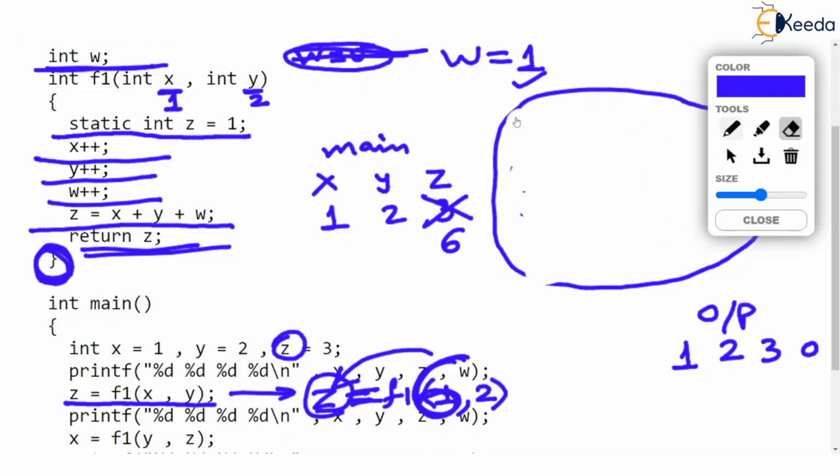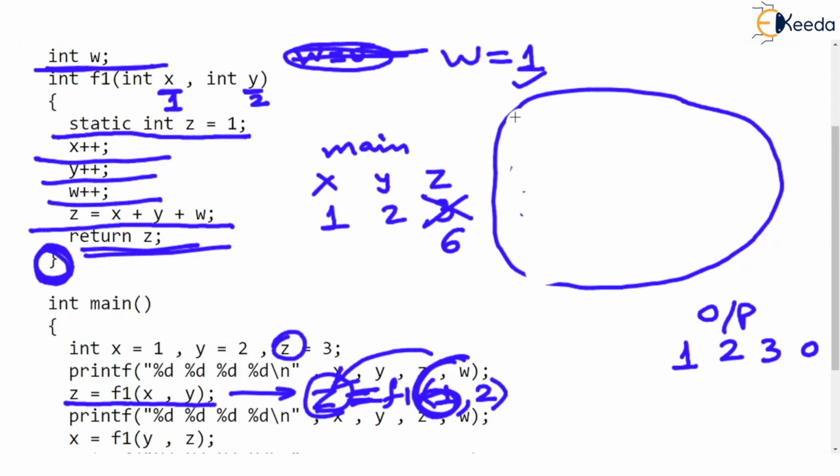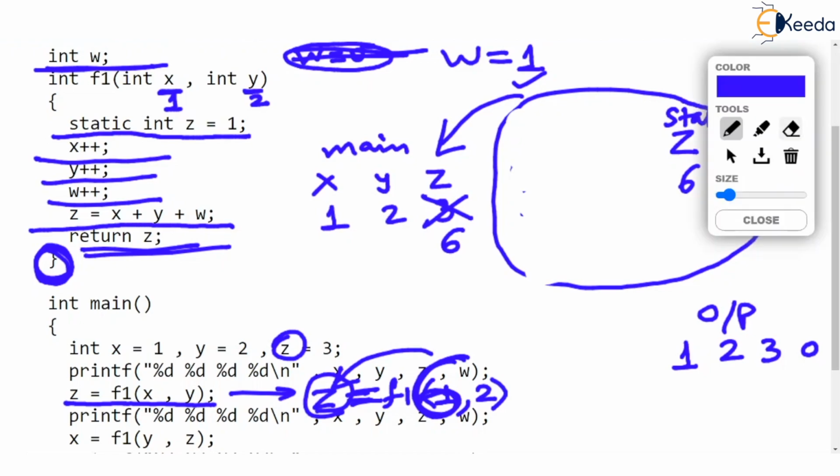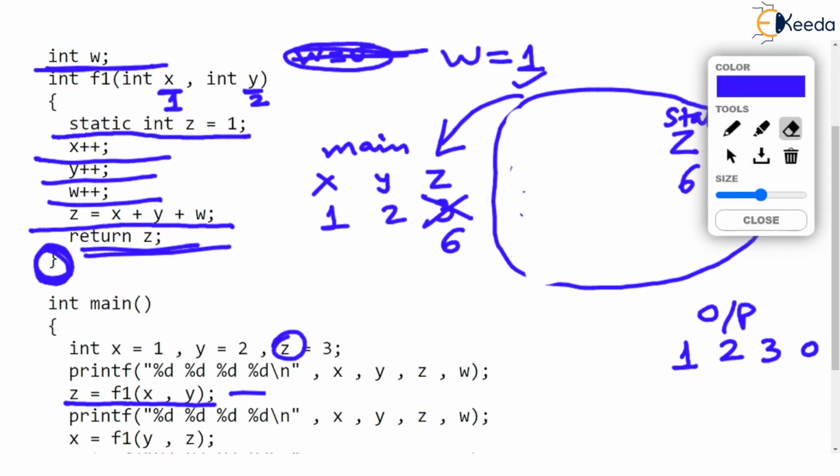Agreed that F1 has gone out of scope, but Z, which was static, is still there in the memory and its value is 6. Okay. But listen, we are back in main, isn't it? When we are back in main, we will now talk about variables declared in the main.